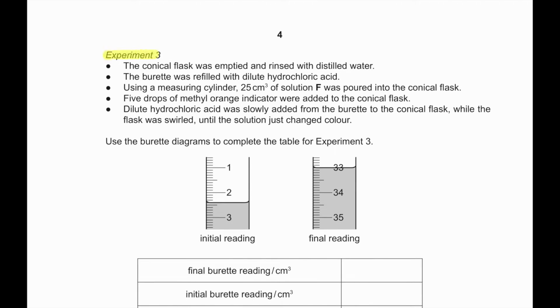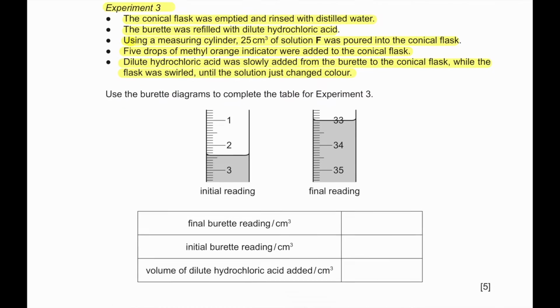Experiment 3. The conical flask was emptied and rinsed with distilled water. The burette was refilled with dilute hydrochloric acid. Using a measuring cylinder, 25 cm³ of solution F was poured into the conical flask. 5 drops of methyl orange indicator were added to the conical flask. Dilute hydrochloric acid was slowly added from the burette to the conical flask while the flask was swirled until the solution just changed color.